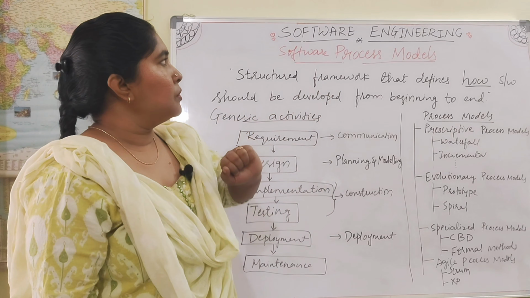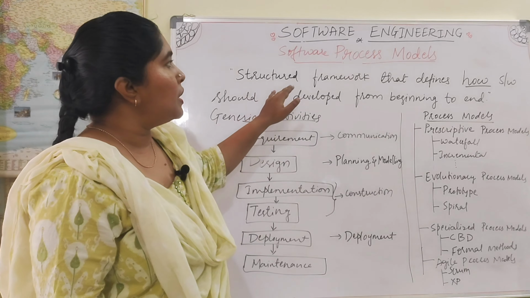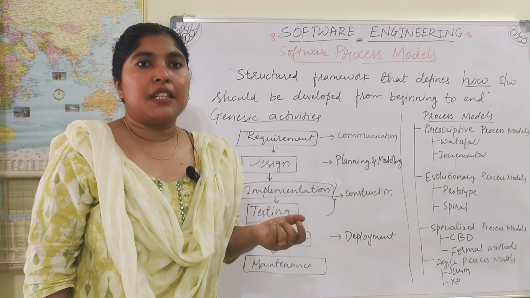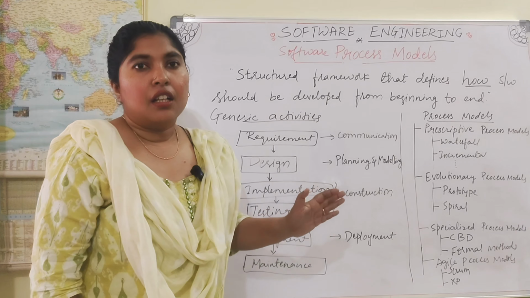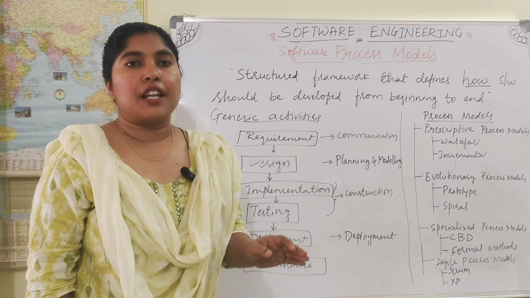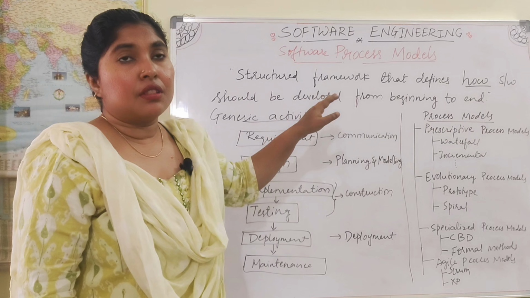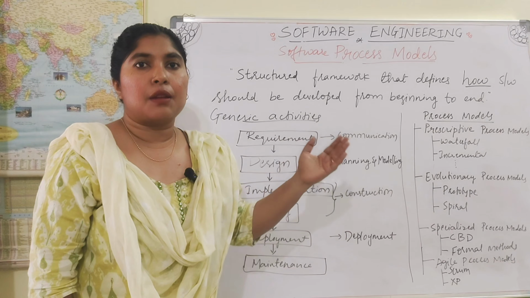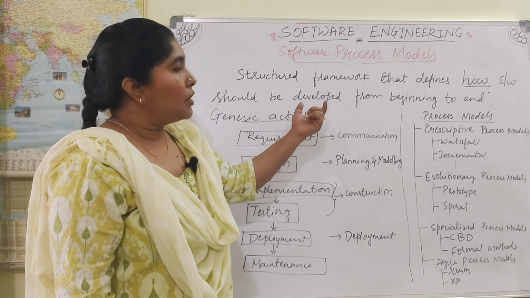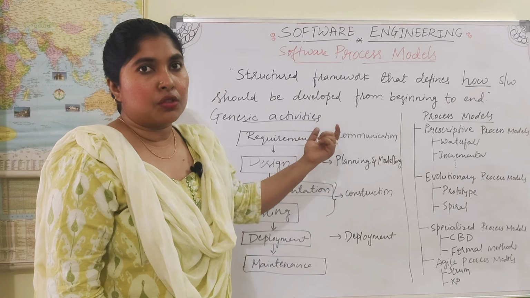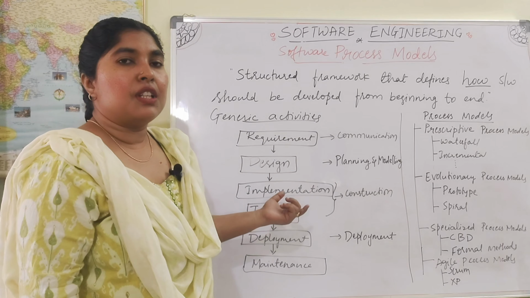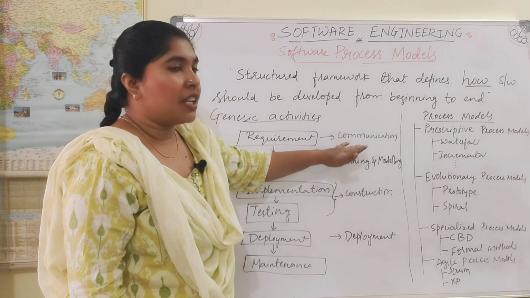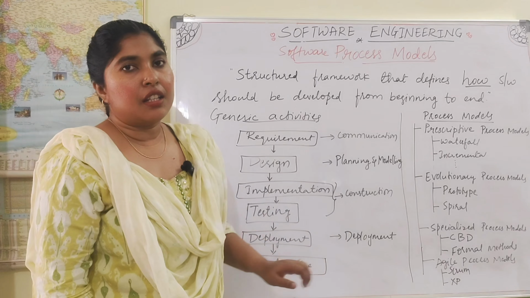Now what are these process models? Process models give a structured framework that defines how software should be developed from beginning to end, so that it guarantees the failure is minimum. A process framework consists of certain generic activities that I described in the previous video, where I gave the layered technology. These steps will be followed by almost all software projects: communication, planning, modeling, construction and deployment.